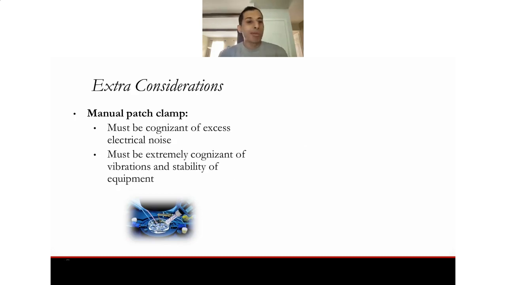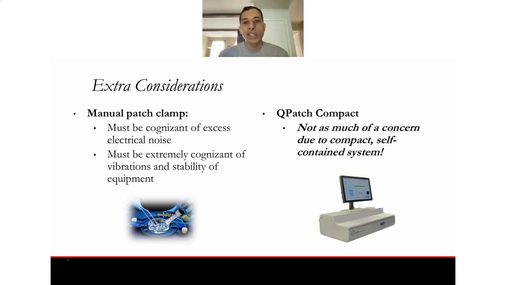The last thing I'll say before I go into some visualizations of what we did: one of the big extra considerations when you're doing manual patch clamp is being cognizant of excess noise, vibrations, and stability. Even something such as bumping the table that the rig is on can cause artifacts to be present in the data. But because QPatch was self-contained, we could focus a lot more on actually designing the experiments and getting the data rather than worrying about extraneous things that might have been present with manual patch.